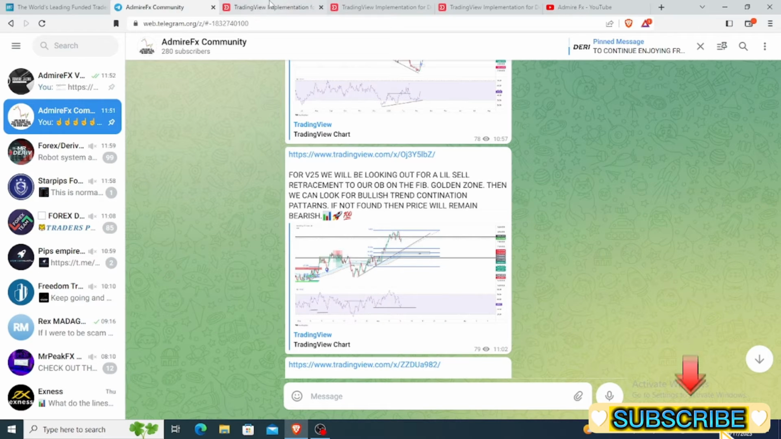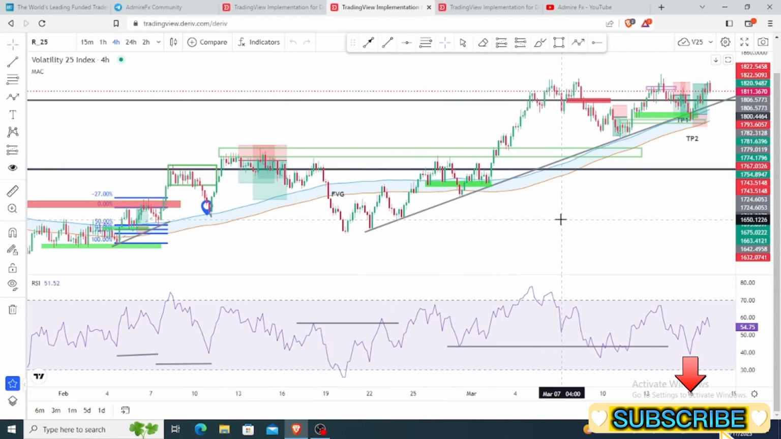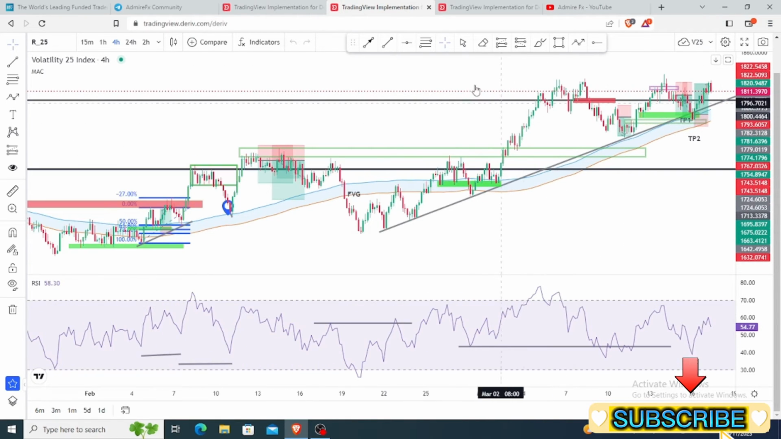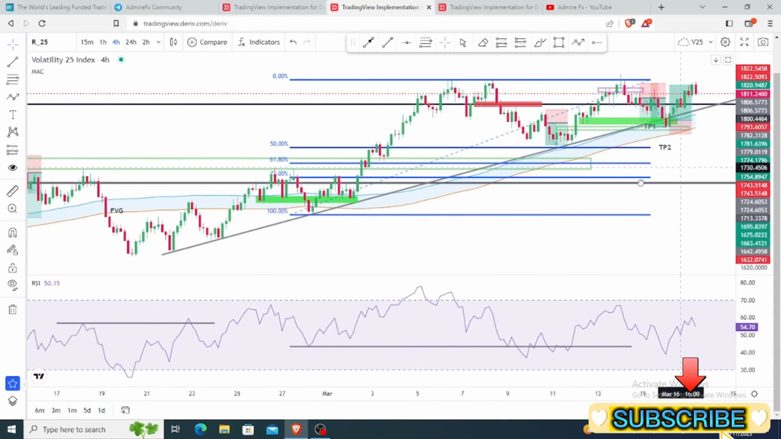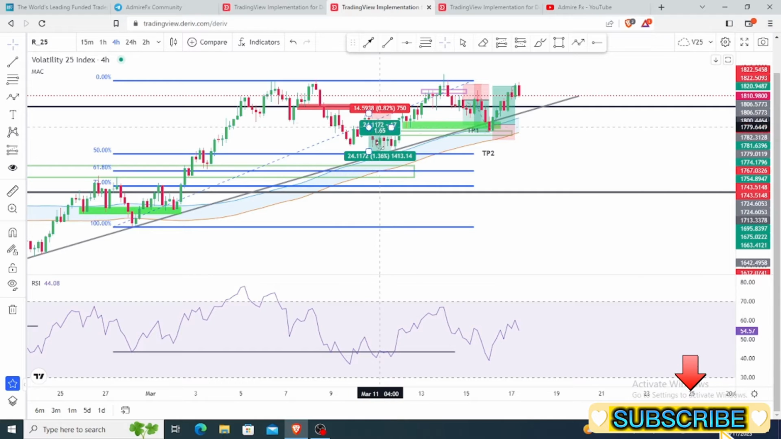Okay, so as you can see now on the V25, this is the Fibonacci. You plot our Fibonacci from swing low to swing high and extend it. Okay, so you see, even when I sent these sell signals, it was just a retracement. I knew where to hop out, because I was very much looking for bullish continuations to the other side.